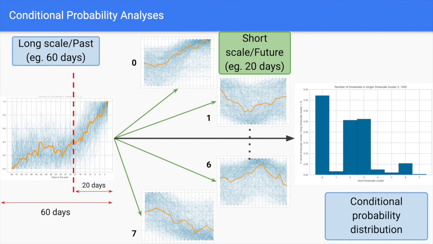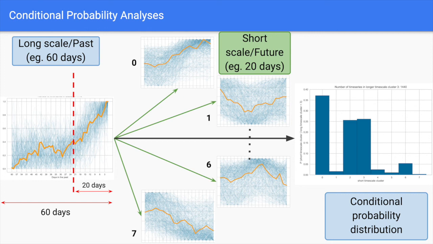probabilities shown in the middle of the figure. You see that cluster 0, which also shows an increasing trend in the short term, has the highest probability in this conditional probability histogram on the right, while cluster 7, which shows a decreasing trend, has the lowest probability. I hope this is intuitive looking at the figure.